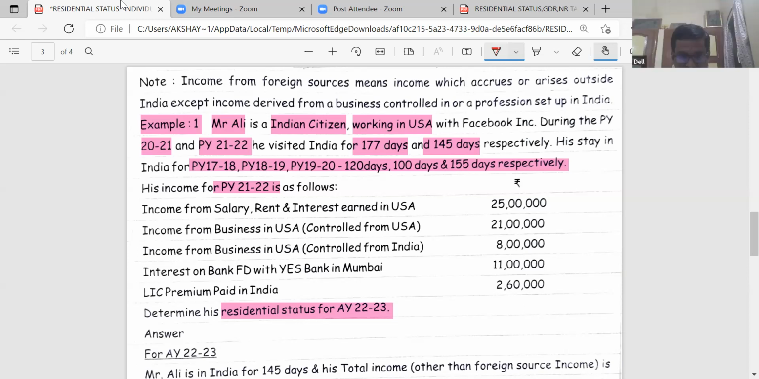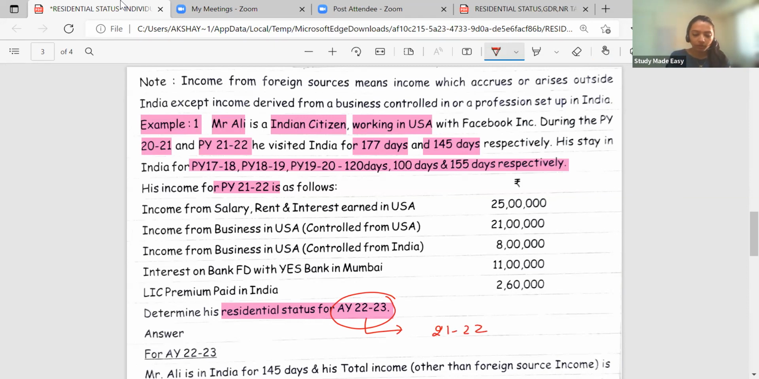ठीक है? चलो. So residential status we have to check for 22-23. बताओ previous 4 years कहाँ से start होंगे? Tell me. What is the previous year for 22-23? The very basic question. 21-22. Very good. This is my previous year, and what is the stay in previous year? 145 days.